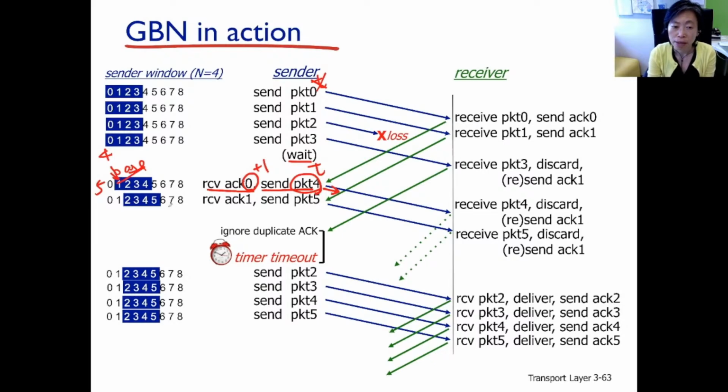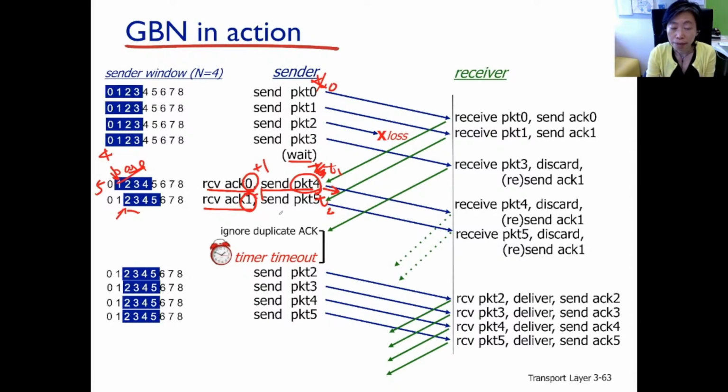Similarly, receiving ACK 1, we set the base to 1 plus 1. So the base is now 2. Is the base identical with the next seq num, which is 5? No. Therefore, we do not stop the timer, but instead restart it. So the old timer is removed, and it is restarted with the new base, which is 2. So this is the timer for 2, this is the timer for 1, and this is the timer for 0.